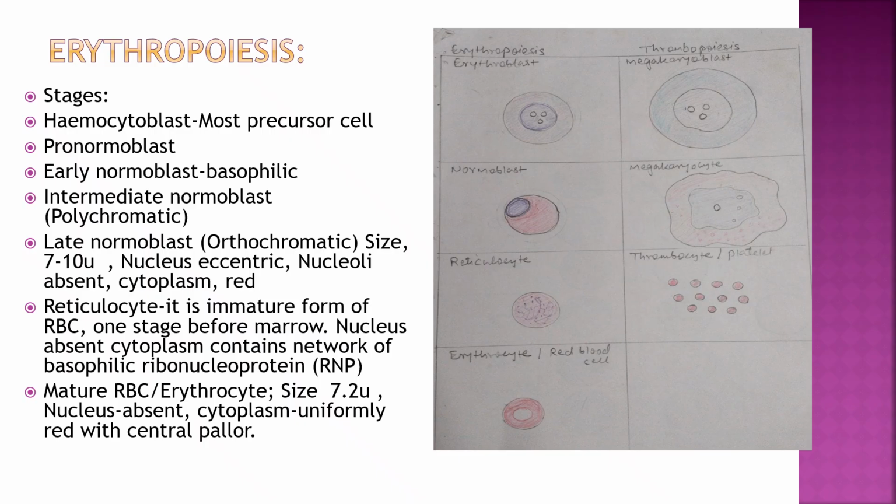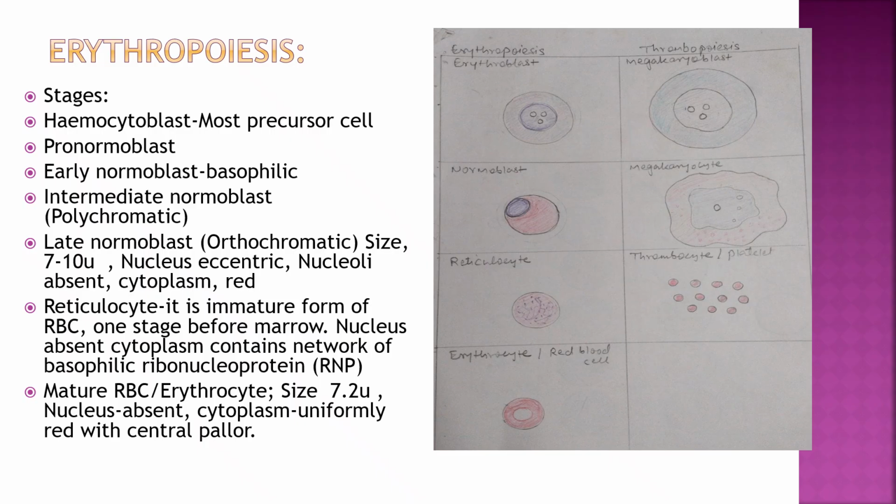It is the largest in size, a round cell with nucleoli, bluish purple cytoplasm, and nucleoli present in the nucleus. Then it develops into the pronormoblast, then early normoblast. It is basophilic, that is purple in color. Then intermediate normoblast, it is polychromatic, that is cytoplasm is purple and pink in color. Then late normoblast, it is around 7 to 10 micron in size. Nucleus is eccentric, nucleoli absent and cytoplasm pink in color.